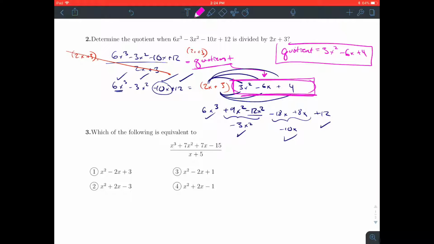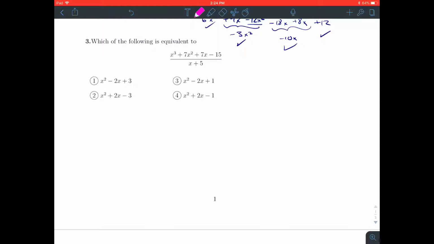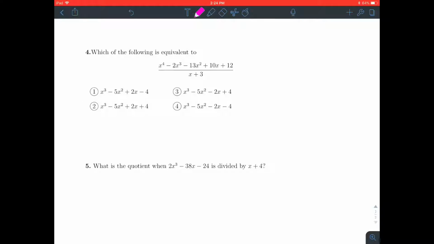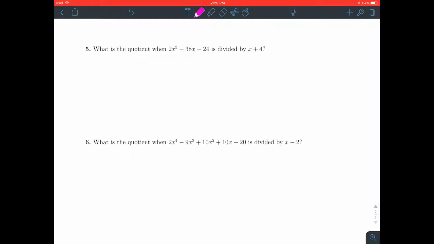Great. Problem 3 is very similar, so I'm going to skip going over this one. Problem 4 is very similar, so I'm going to skip going over this one. But I am going to go over the next two, problems 5 and 6, even though they look very similar, because problems 5 and 6 will highlight some things that could go wrong as we solve a problem like this.